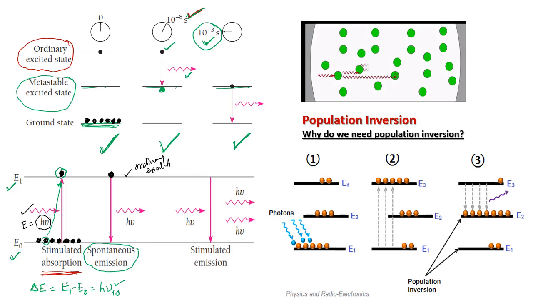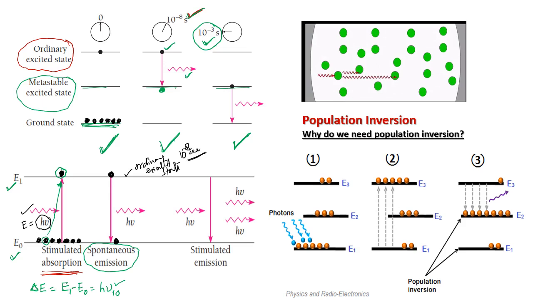ordinary excited state of lifetime 10 to the power minus 8 seconds. So what will happen is that if this atom is already in this excited state, then after 10 to the power minus 8 second, this will automatically come back to the ground state. You don't have to do anything. So after this lifetime, it will spontaneously drop down to the ground state E naught.